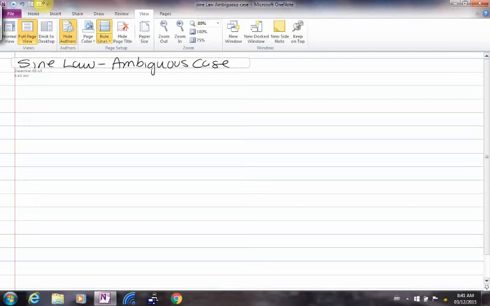Okay, so sine law, ambiguous case. So we talked just briefly at the end of the block yesterday that we were going to look at this today. Ambiguous meaning not clear, or more than one option.